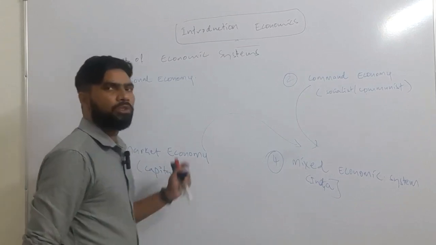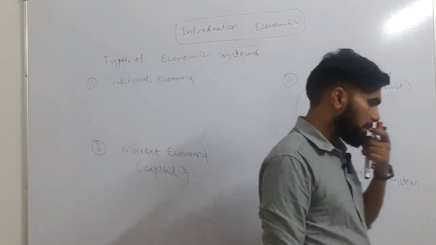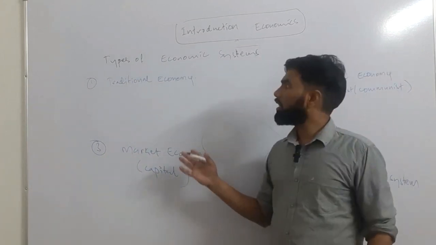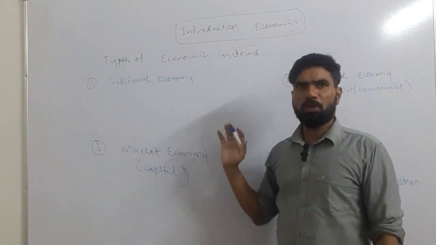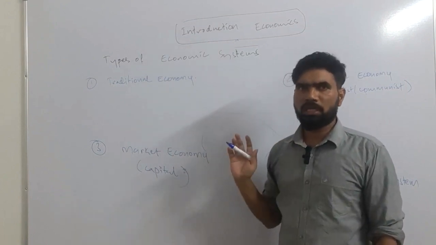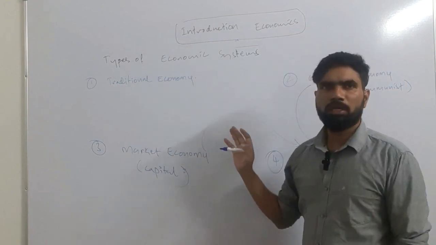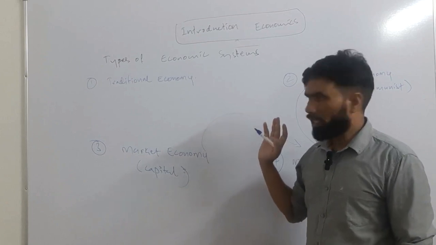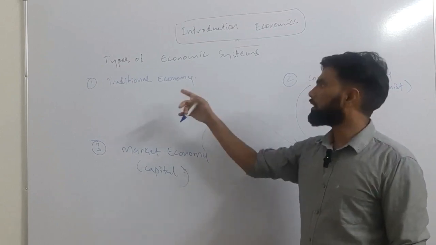So these are the economic systems across the world. If we see periodically, from ancient times to the present day, economic systems can be divided into these four categories. Will you remember the names? Once again, I will repeat the names.